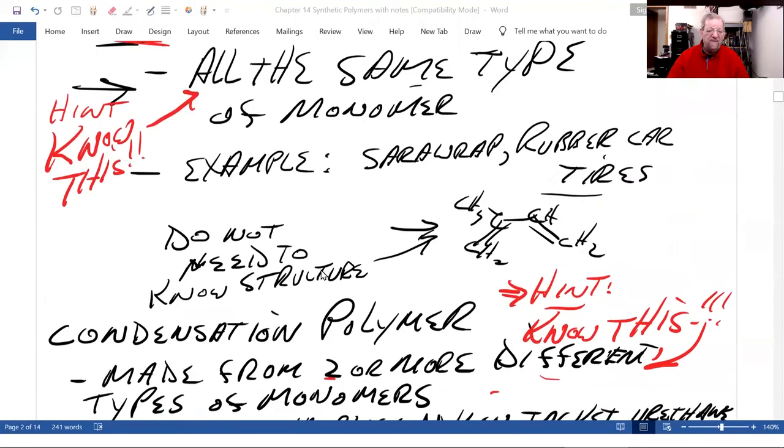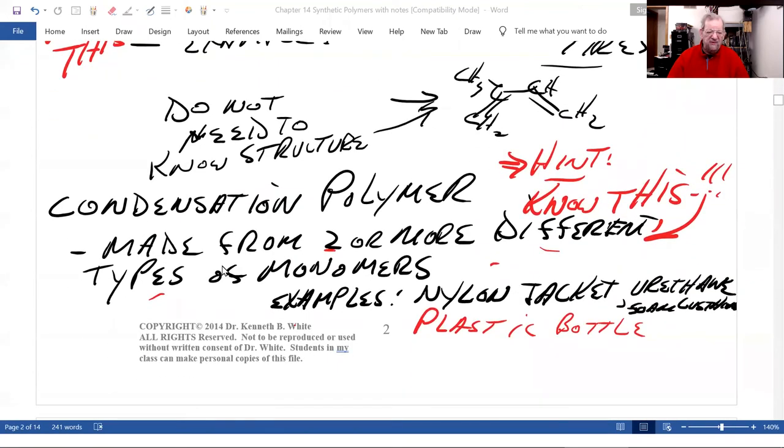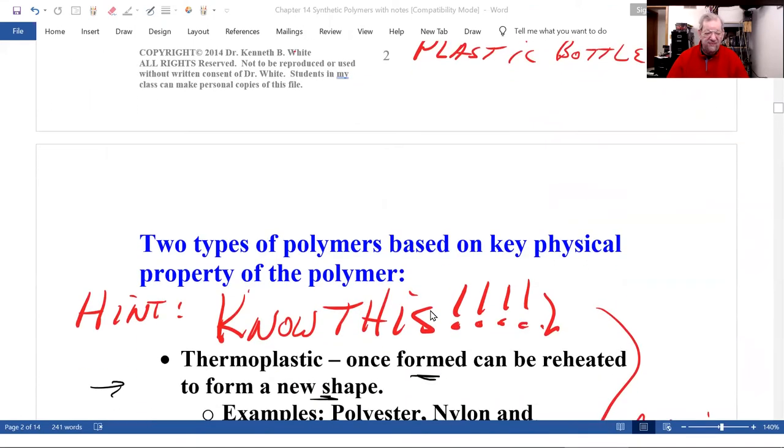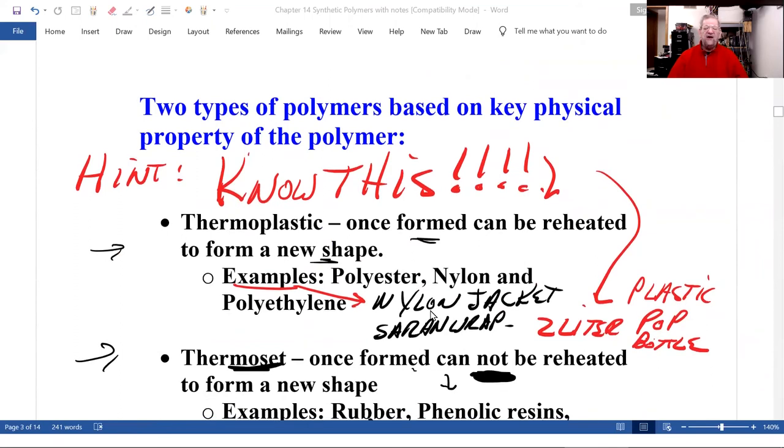And you should know that a condensation polymer is made from two or more different types of monomers. And you should know an example, like my water bottle. Now, the other way of designating polymers is based on a key physical property of the polymer.